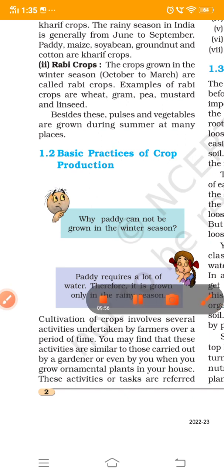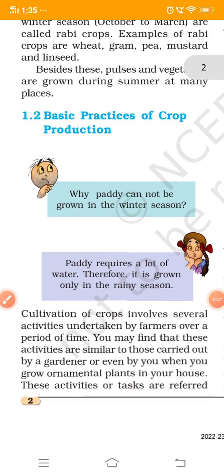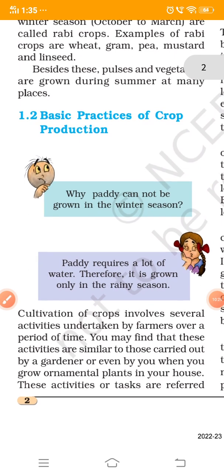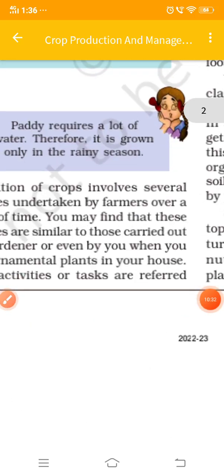Paddy cannot be grown in the winter season because paddy needs a lot of water. Of course the rainy season is there, right? So how can it be grown in winter? If anyone wants to grow that plant in winter, then that person needs a lot of water, and also in the winter climate, snow is there, so it's not that comfortable for paddy. That's why. So here is the answer. Paddy requires a lot of water, therefore it is grown in the rainy season.